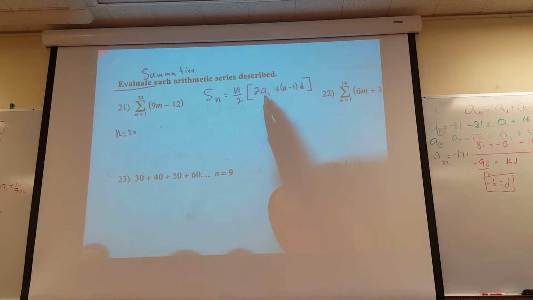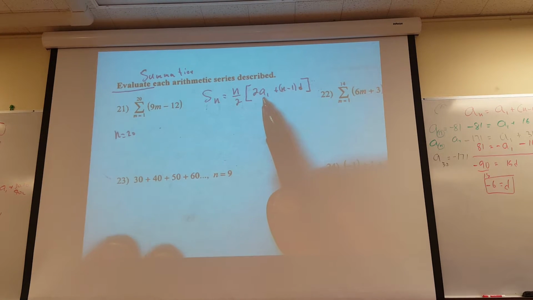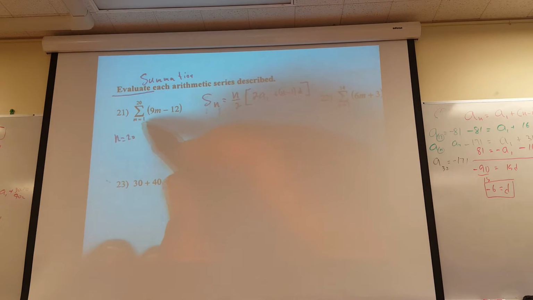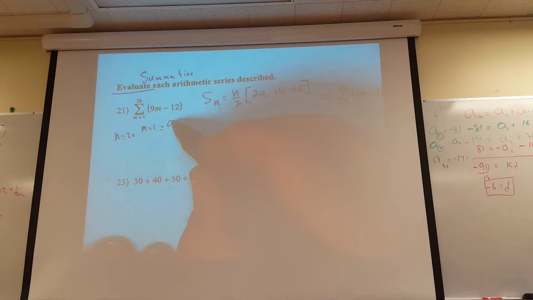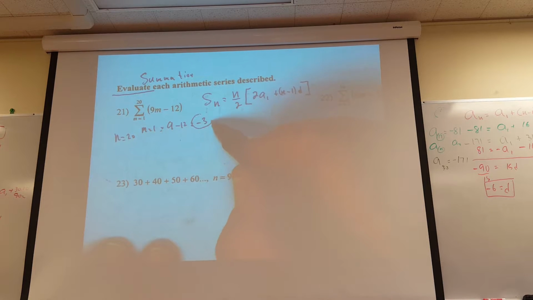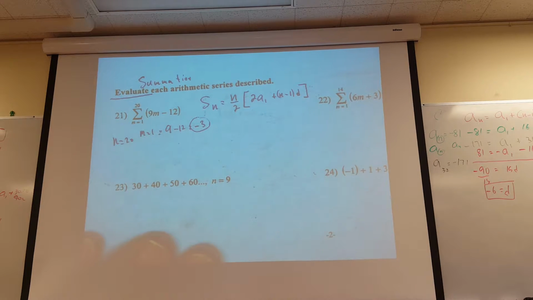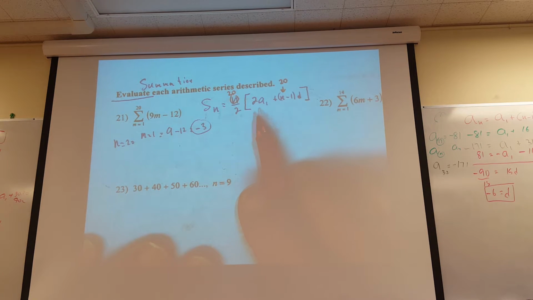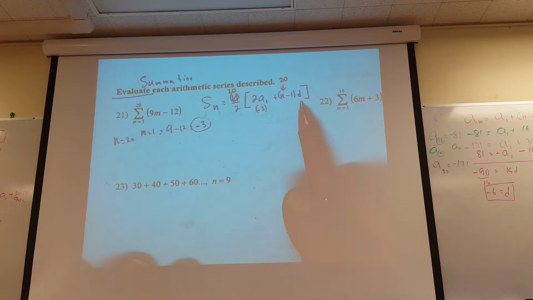Do I know what the first term is? There's your formula, 9m minus 12. So when I put 1 in for m, so when m equals 1, I get 9 minus 12. What is that? There is a negative 3. Now see, this n is also 20, and that m is 20. Now I know that a1 is negative 3. I do not know the difference.